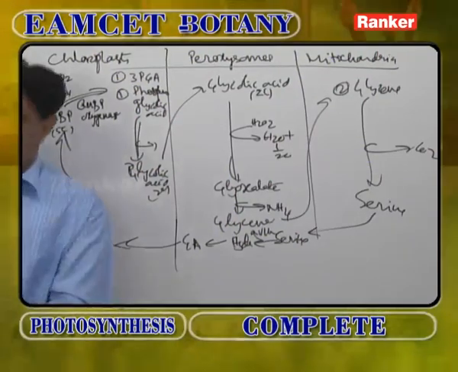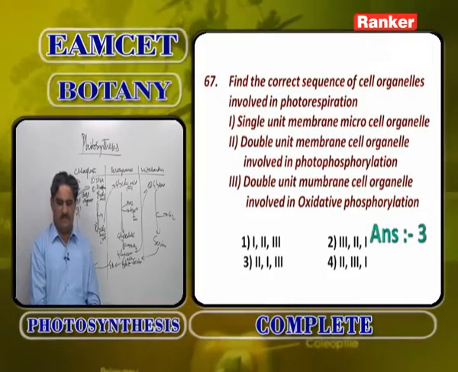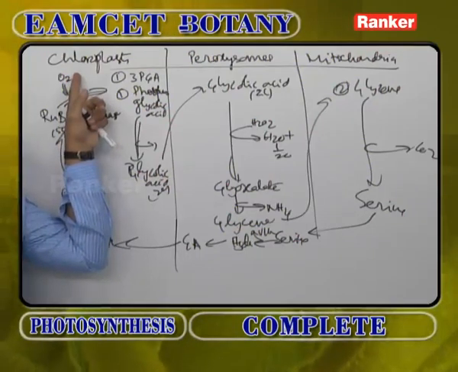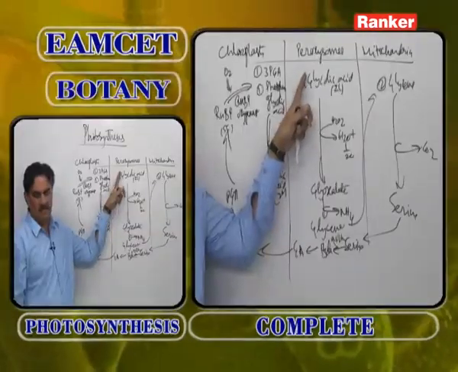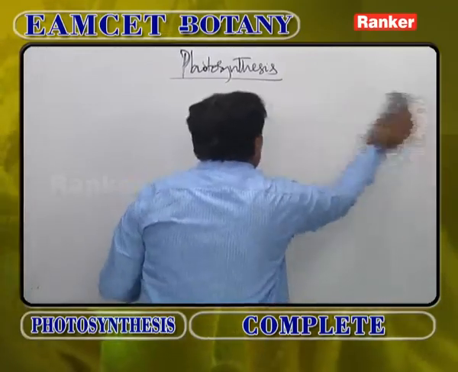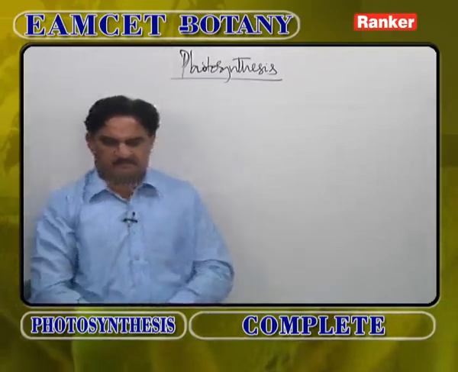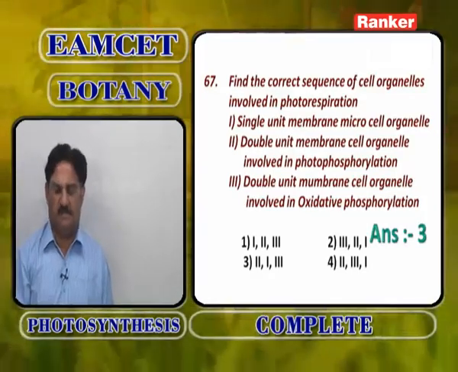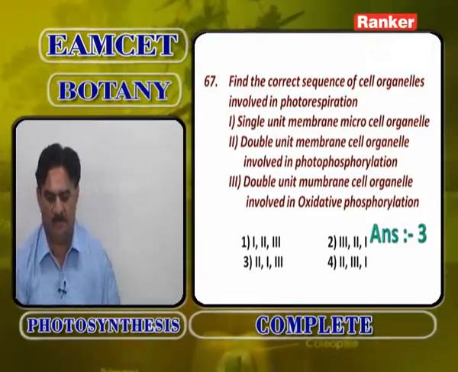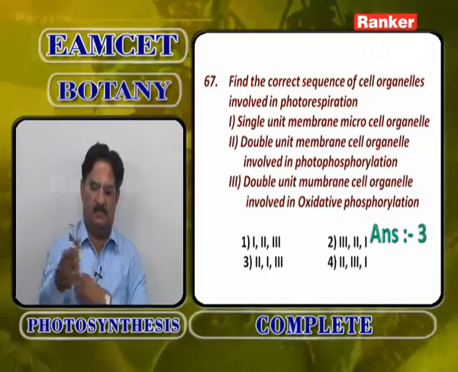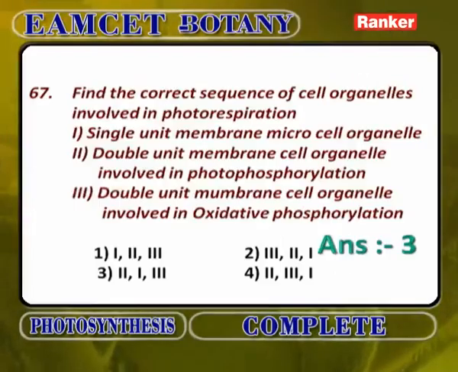So find the correct sequence of cell organelles involved in photorespiration. Answer is 2, 1, 3. First, the double unit membrane cell organelle involved in photophosphorylation is the chloroplast. Then 1, the single unit membrane microcell organelle, is peroxisomes; peroxisomes are surrounded by a single unit membrane, these are microbodies. The double unit membrane cell organelle involved in oxidative phosphorylation is mitochondria. So the correct sequence of cell organelles involved in photorespiration is 2, 1, 3.